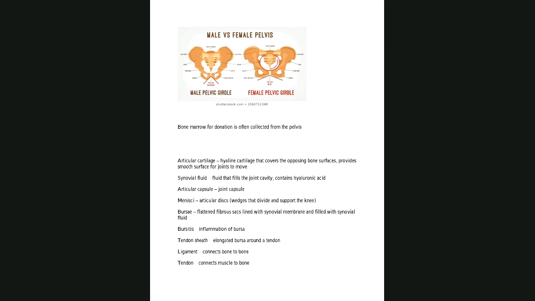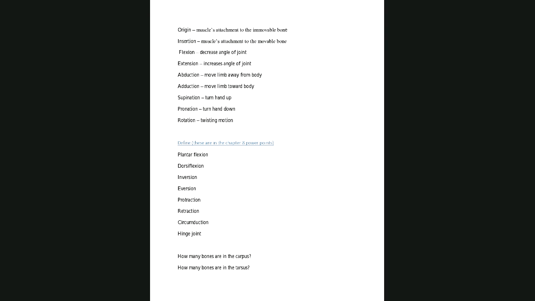Okay, just a couple more pages here. Okay, now with muscle, we have an origin and an insertion. Origin is the muscle's attachment to the immovable bone. The insertion is the muscle's attachment to the bone that moves. Flexion is decreasing the angle of a joint.